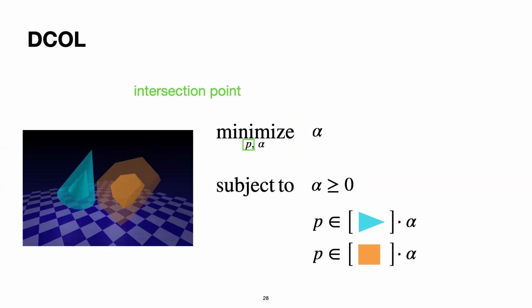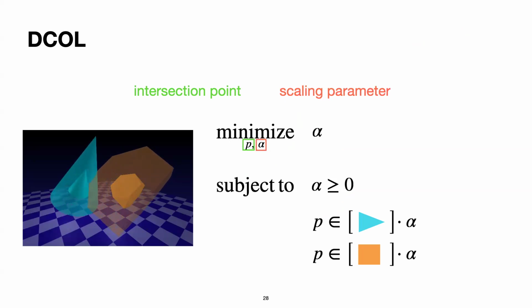So here I'm minimizing over two things. One is an intersection point. This is just a point in R3. And then I also have my uniform scaling factor alpha. And what I'm doing is I want to minimize this alpha subject to my intersection point is within both of these scaled shapes. And then what I write right here is me saying that I want to take the two shapes and scale them up and down by alpha.